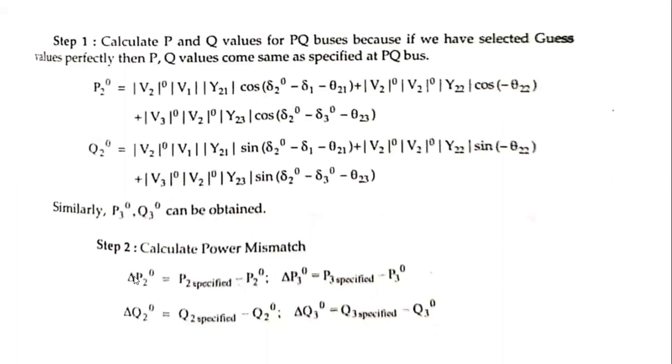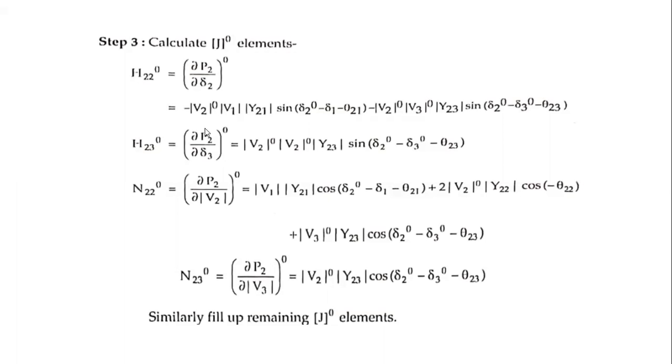This is the delta P2 value. Substitute that value and then simplify it like this. Next, H23 naught, that is dou P2 by dou delta 3. Then simplify this value.